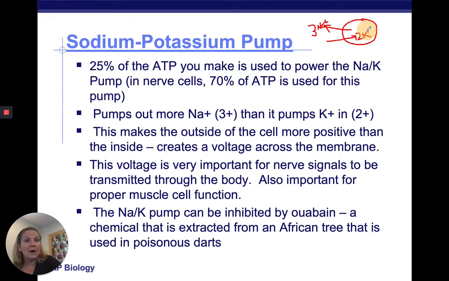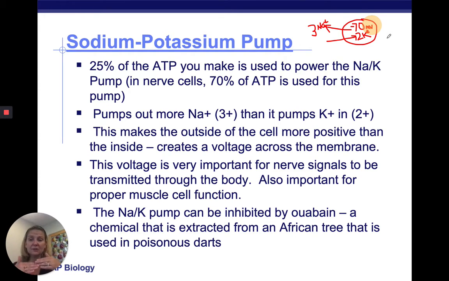So why does this matter? Because it sets up a voltage inside all cells. Cells have a voltage, which is a change in sort of like the electricity, you could say, a change between outside and in. Every cell is about negative 70 millivolts because the inside is negative compared to the outside. Why? Because of the sodium-potassium pump.